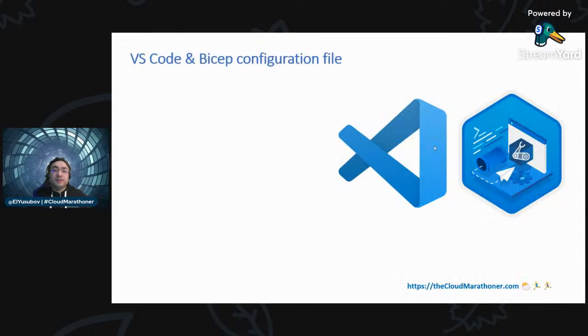And then let's look at some Bicep code in Visual Studio Code, specifically the IDE related configurations. We'll look into the Bicep config file.